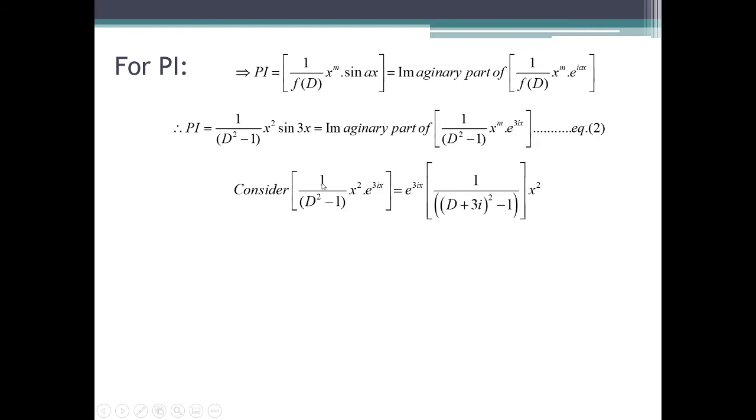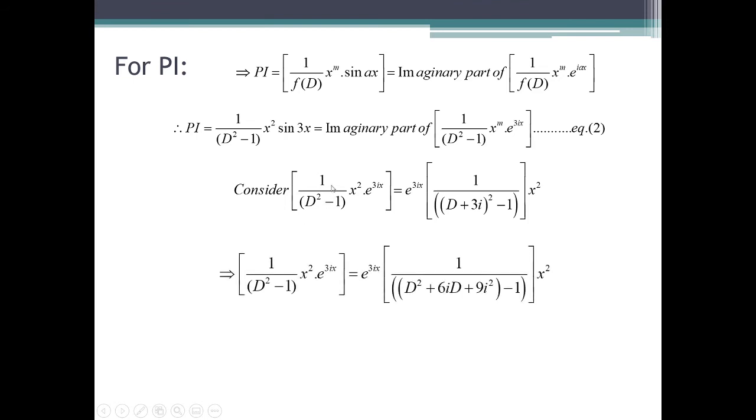We consider the value 1 upon D square, x square, e to the power 3ix. Now here e to the power 3ix we write down outside and then apply the fourth case. That means here D is replaced by D plus a. A is here 3i, therefore D plus 3i.